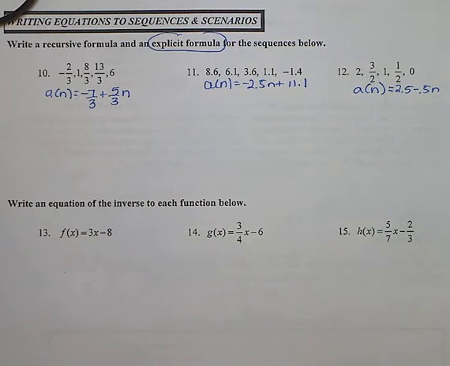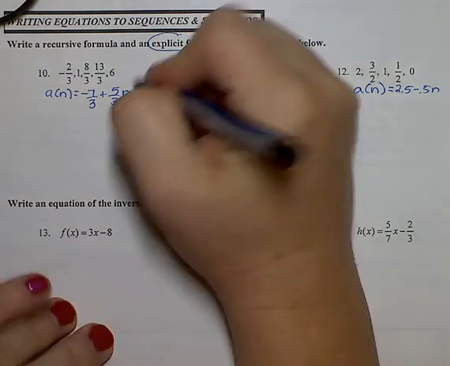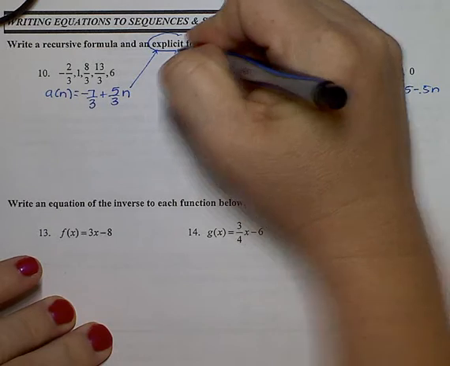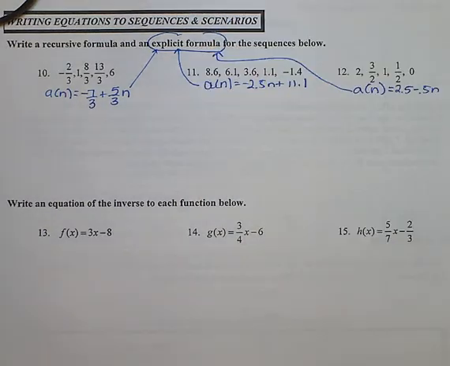Thank you. Okay, so these are all, do me a favor, draw an arrow. These are all examples of explicit. Okay, now we're going to look at recursive next. So recursive looks a little different.